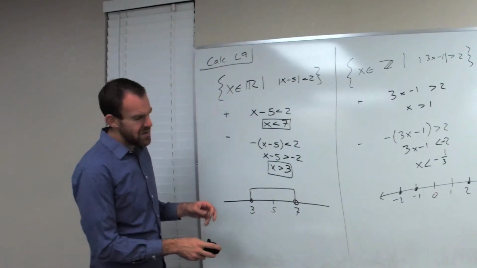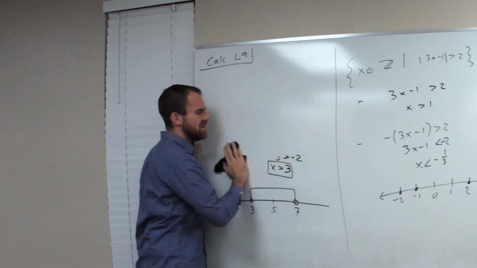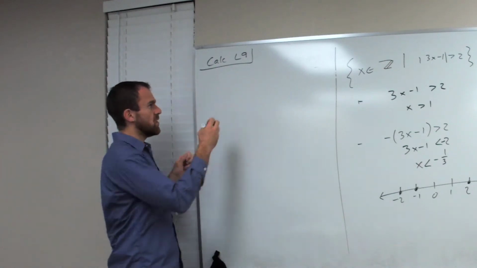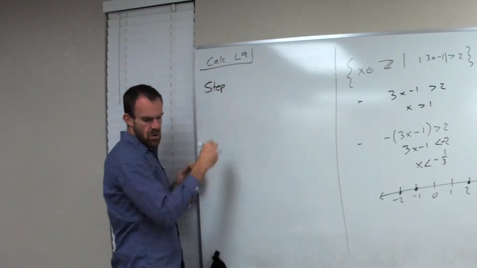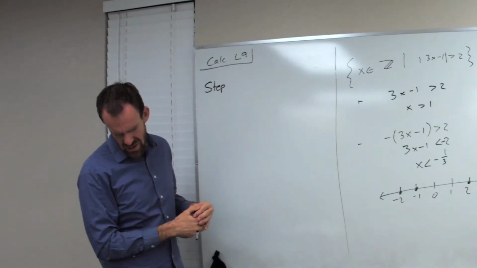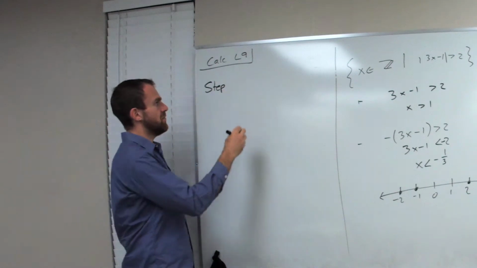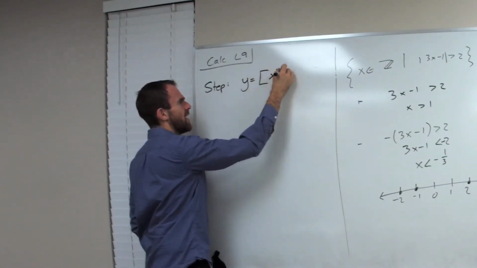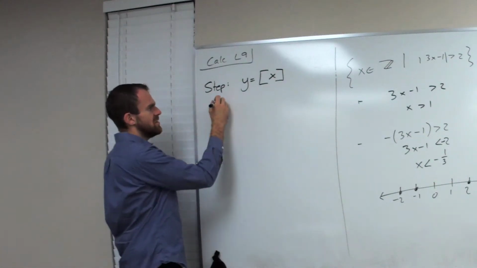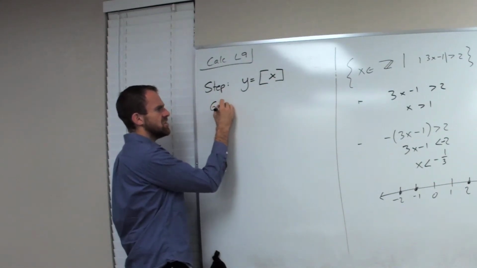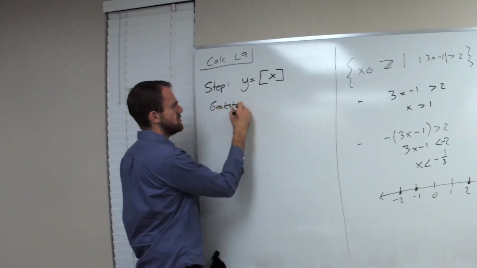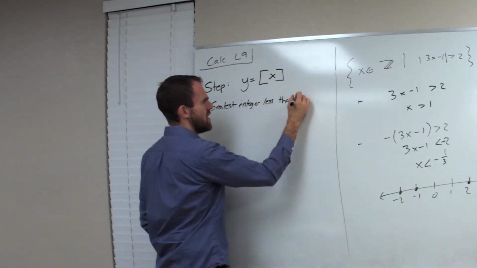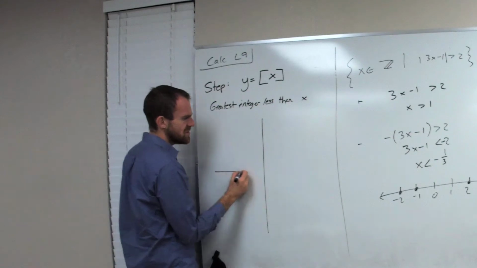All right, the next part of our lesson is that we are going to be introduced to a new function. This is called the step function, or the greatest integer function. So a step function we'll write as y equals, with a bracket around it, x like that, and we're just graphing the greatest integer less than or equal to x. So it looks something like this.